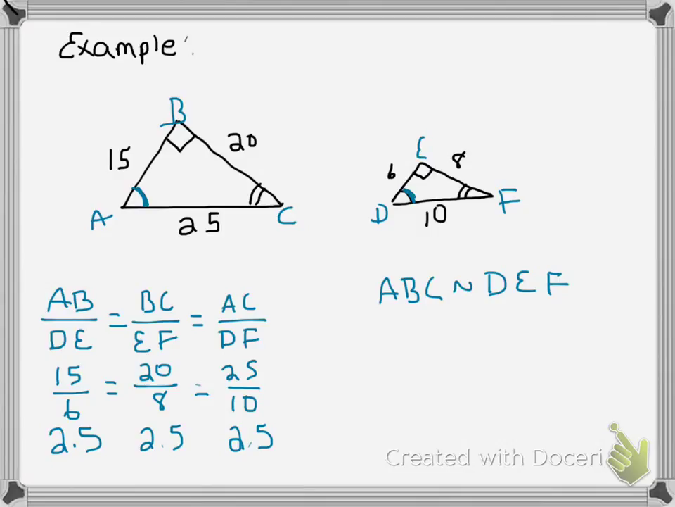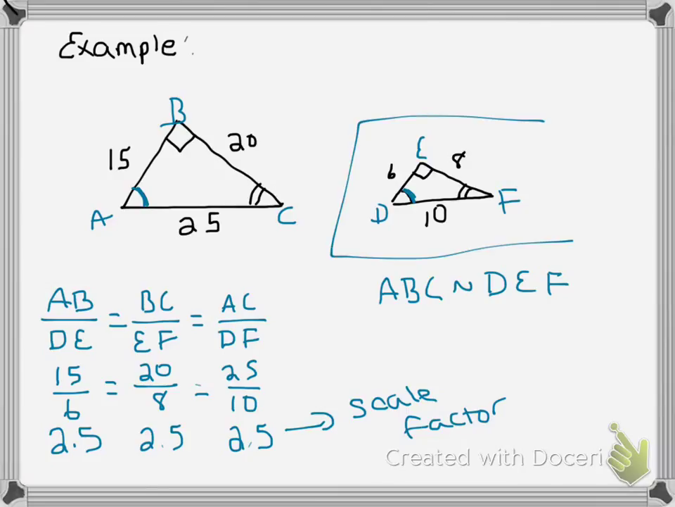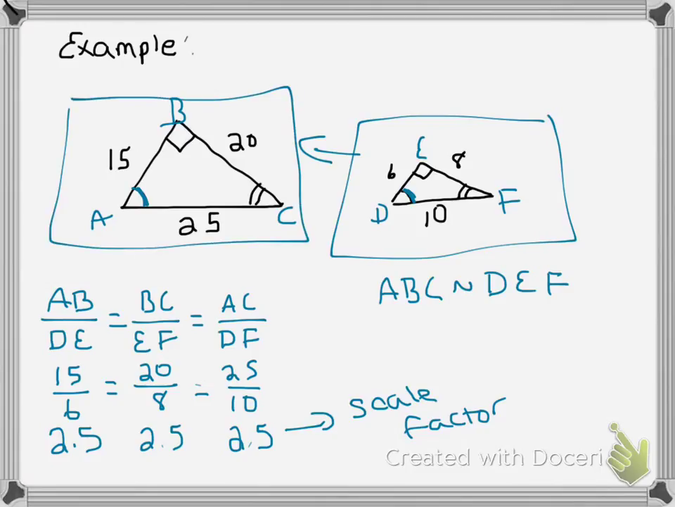You might remember this as well. This proportion is called the scale factor. This is how much a figure is dilated. Does it grow, or does it shrink? In this case, the figure has grown from this one to this one by a scale of 2.5.